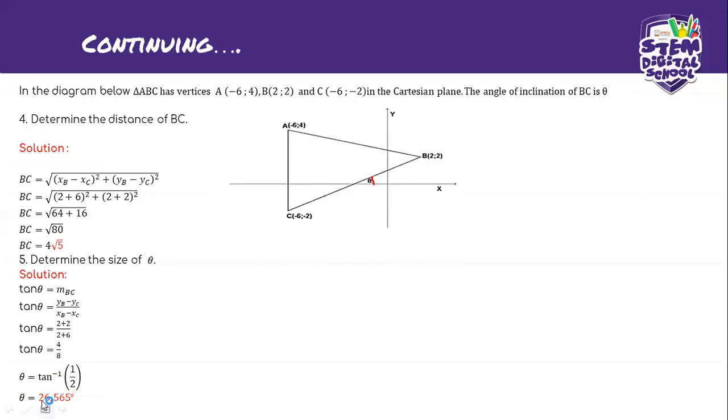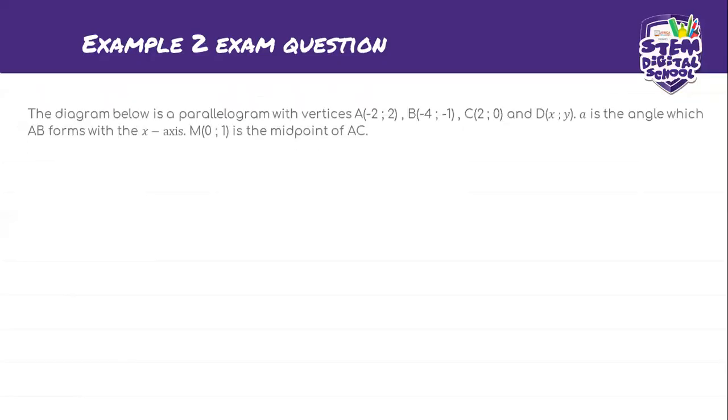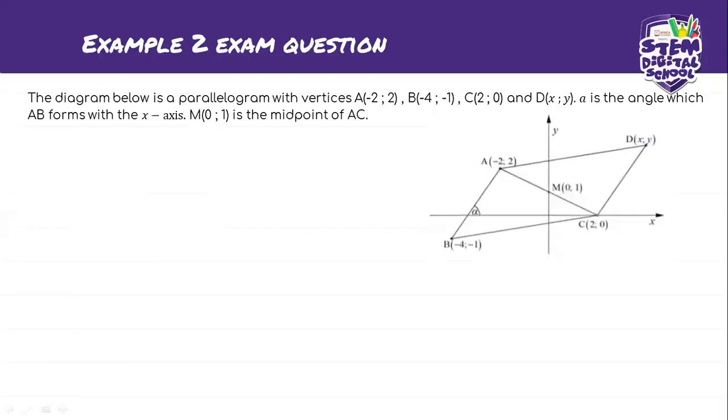Now let's proceed. Now we have example 2, an exam type question, and then let's see what we have. The diagram below, let's see the diagram. All right, here's the diagram.